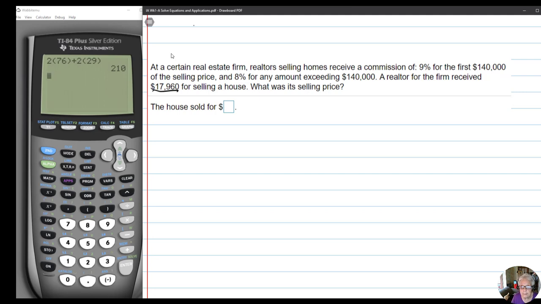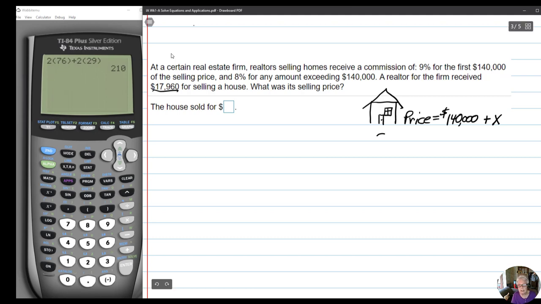I don't know offhand. Let's see. Here we've got a house. Make a little window there. Happy little house. Okay, this happy little house, there's an assumption here. The assumption is this. The base price is $140,000. Price equals $140,000 plus an extra amount. That's the selling price of the house.